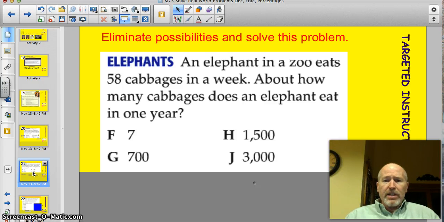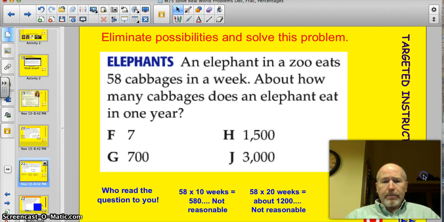Elephants. An elephant in a zoo eats 58 cabbages in a week. About how many cabbages does an elephant eat in 1 year? Go ahead, pause it and try it. Okie dokie, I'm back. Let's see how you did. All right.